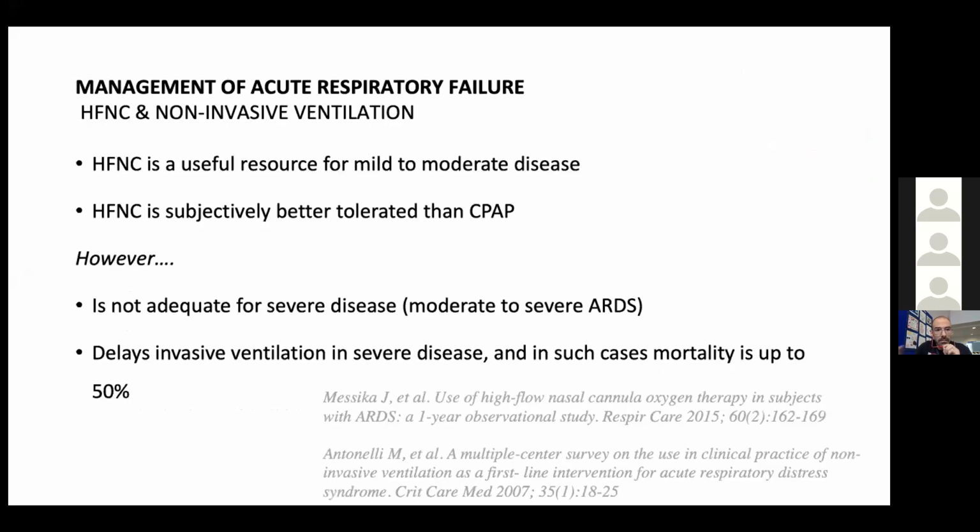And then, as I said, high flow nasal cannula is a good tool for mild disease, and is a subjectively better tolerated tool compared to CPAP. But again, when you have severe disease like severe ARDS or severe acute lung injury, sometimes it delays intubation. And when you delay intubation in severe ARDS or severe acute lung injury, studies have demonstrated that the mortality can go up to 50 or 60%.